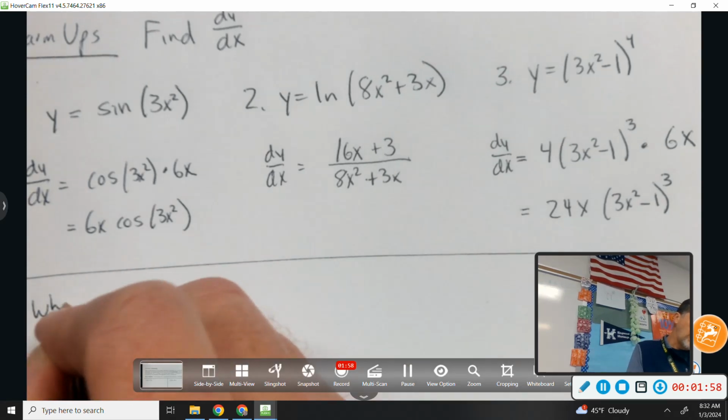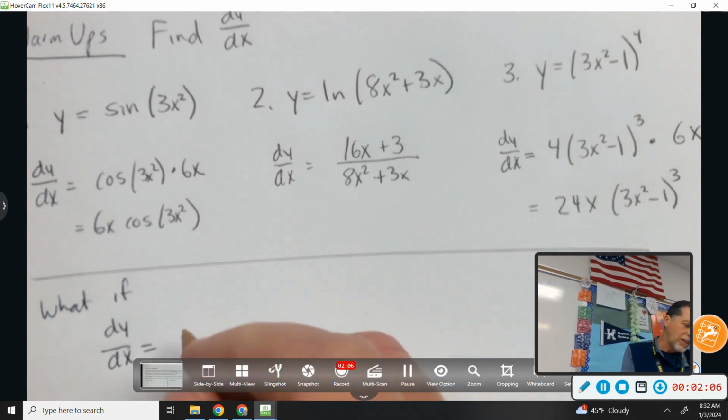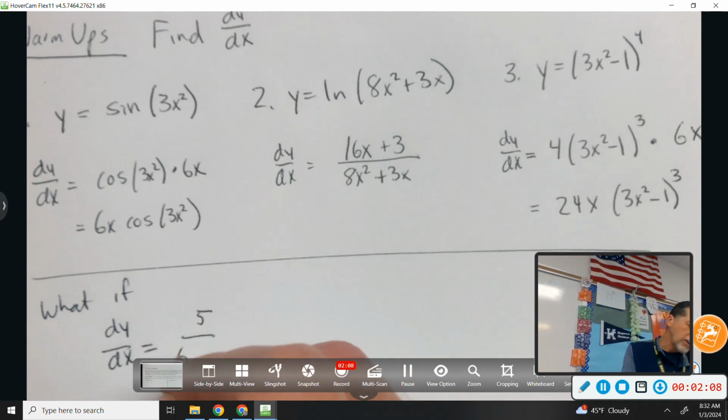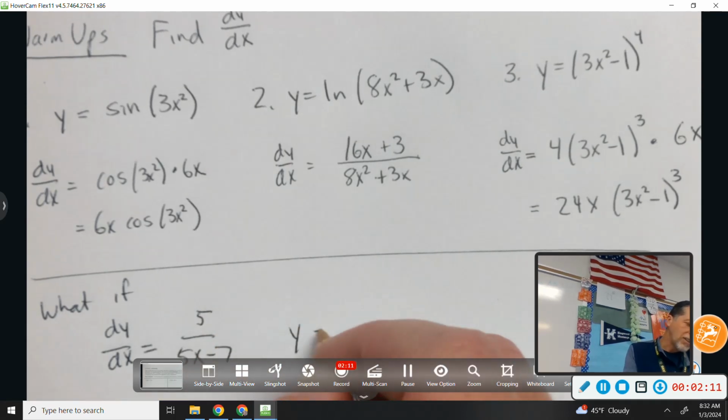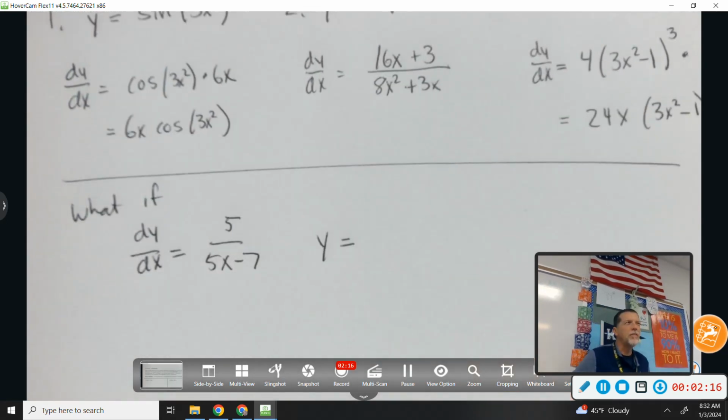Okay. Now, today we're going to go backwards. So what if I gave you the answer and said that dy dx is equal to 5 over 5x minus 7? So if the derivative is 5 over 5x minus 7, do you know how to drive forward well enough to recognize what's going on that you could put that one in reverse? What would the original function be so that it has that for a derivative?